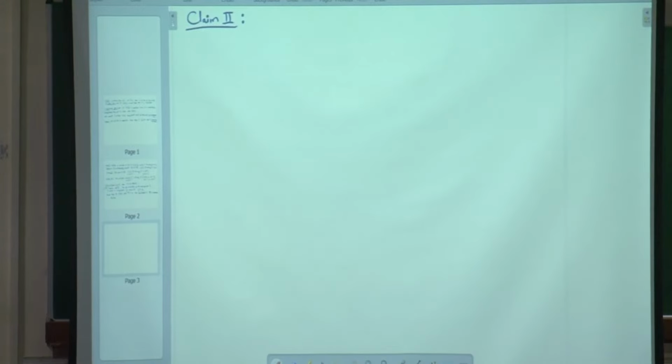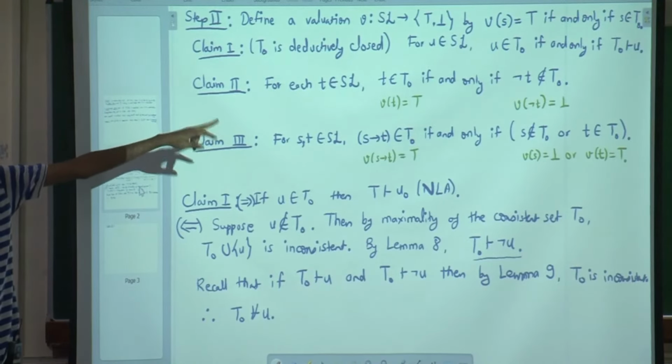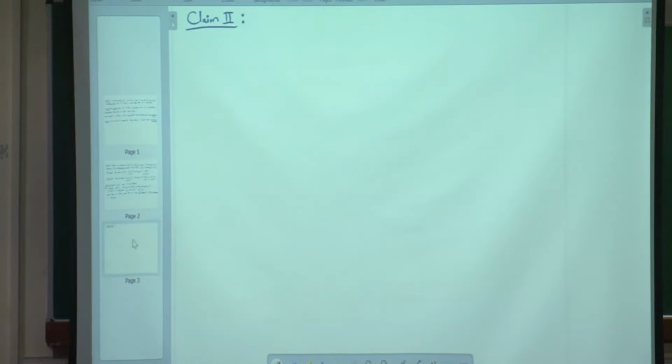So suppose, okay, so it's a two-part thing again. T belongs to T naught if and only if negation T is not in T naught. Okay, any ideas how to proceed? What if both of them happen? Then T naught is inconsistent. Why?